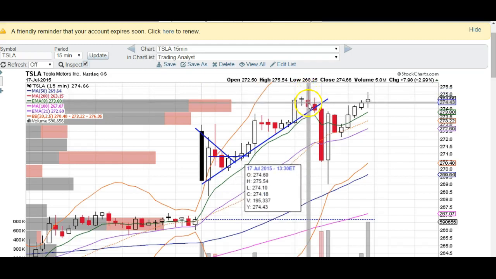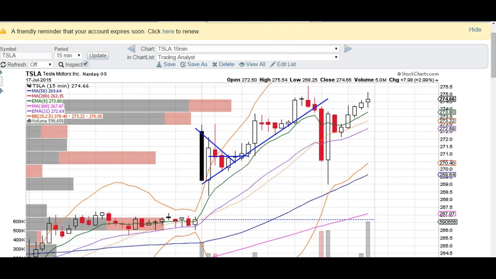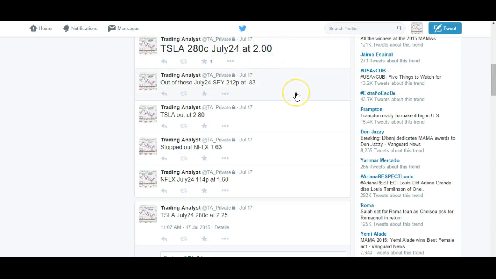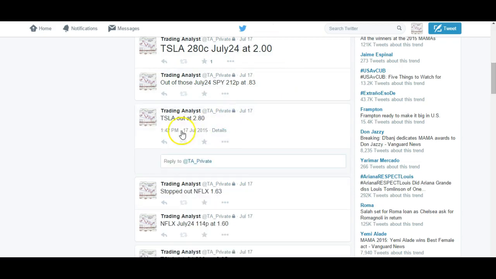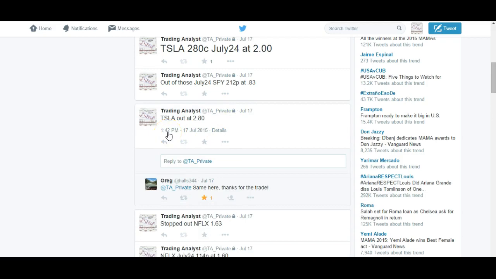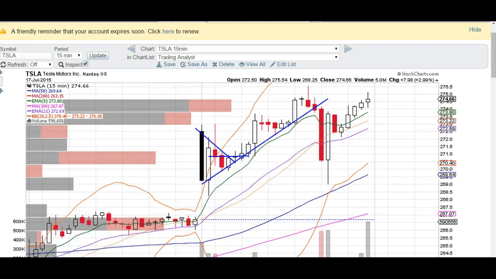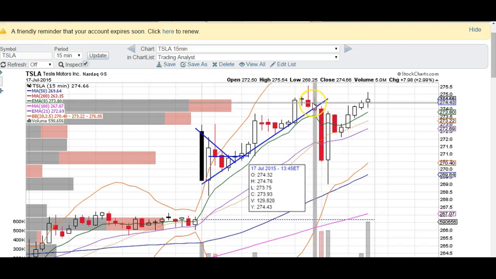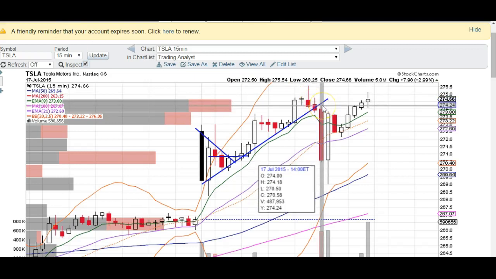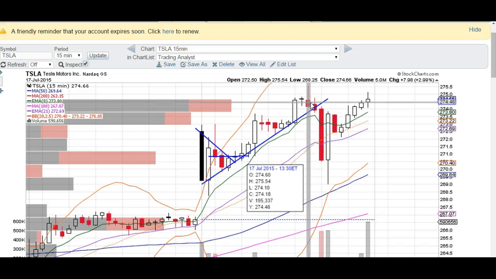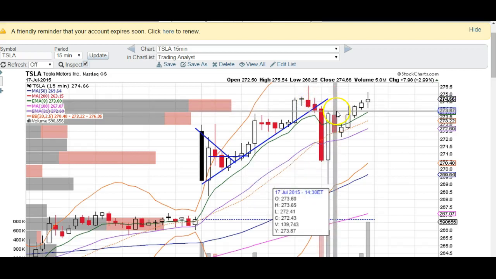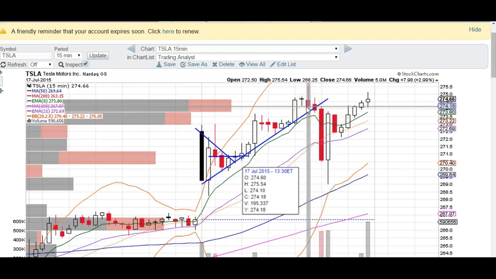At about 1:30, and we alerted it in the chat room. Let's see, where was it? Okay, at 1:42, we got out at 280, and that was a 25% gain. Pretty solid. Yeah, that's the trade. We also got in later, but I'll save that for another video. So that's the Tesla trade.